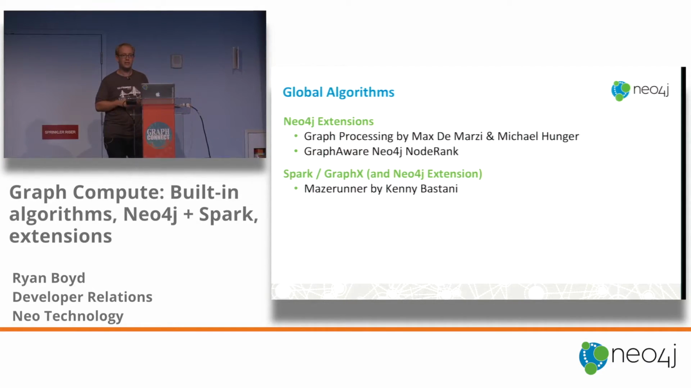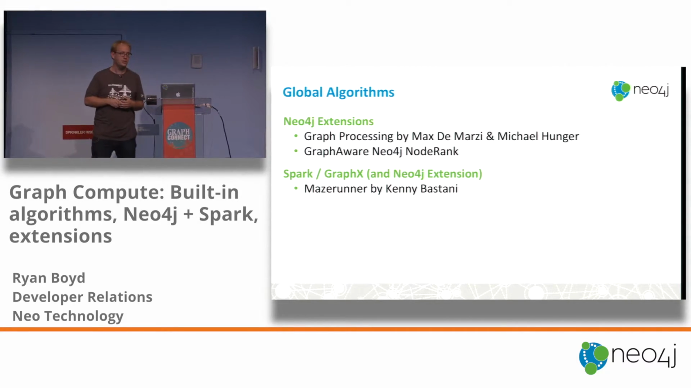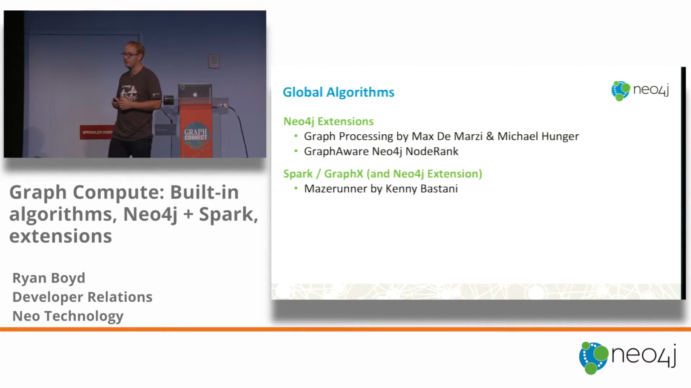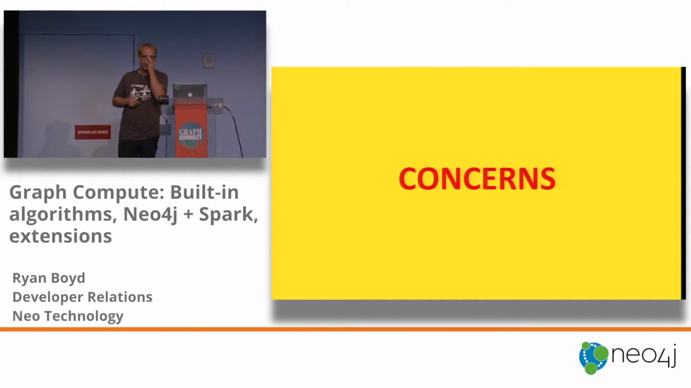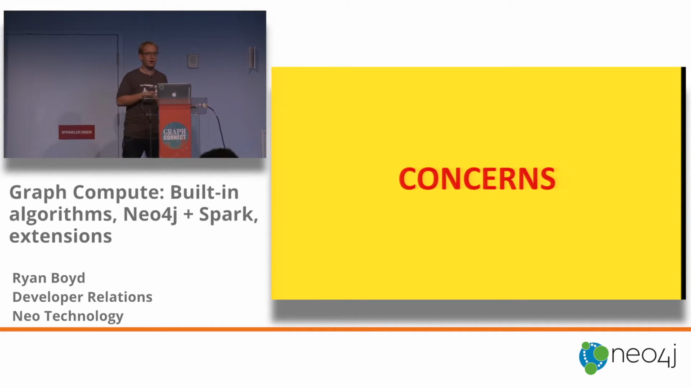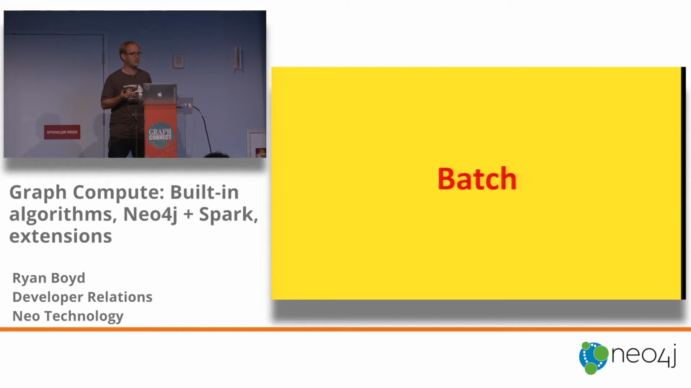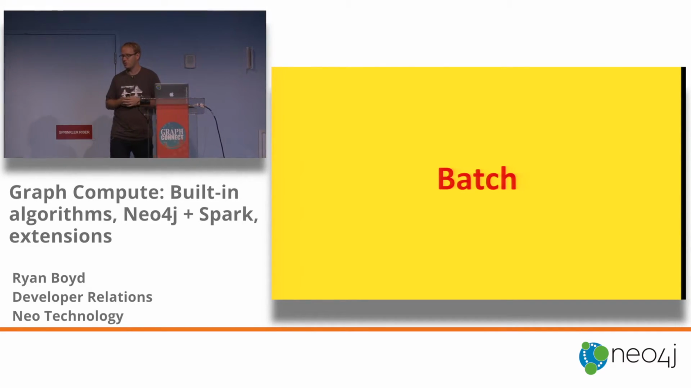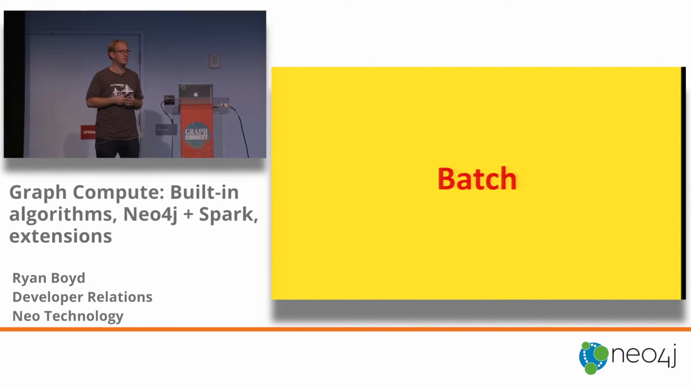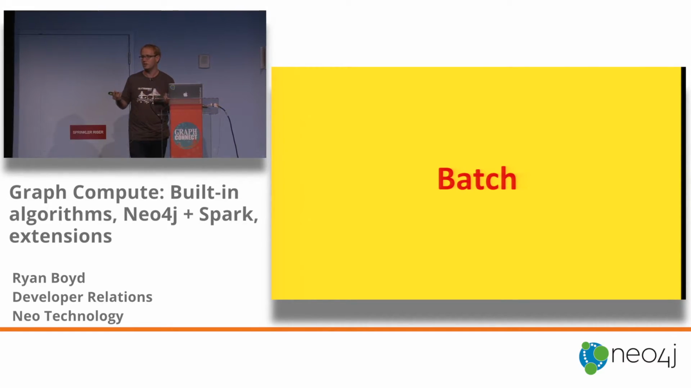And Maze Runner basically allows you to run Spark jobs and GraphX jobs on top of your Neo4j data. Maze Runner is actually implemented in part as an extension as well, so that's the point at which these all hook in. There are some concerns with how we run these. First of all, most of these global algorithms are batch jobs, right? These algorithms aren't going to have the real-time results that you've come to expect from Neo4j, just because they're too computationally heavy and sometimes too read and write heavy.